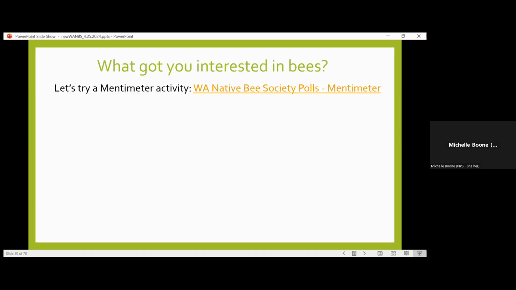So that's kind of my path into bees. Now we're going to try this Mentimeter activity, and I'll admit I have mixed success with these working, but let's see if we can get it to work.